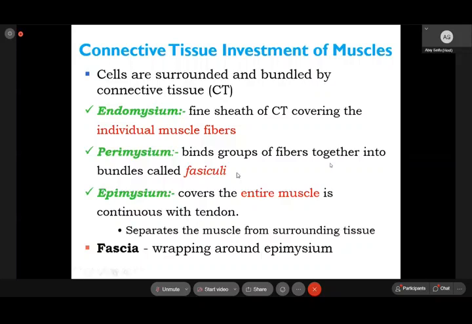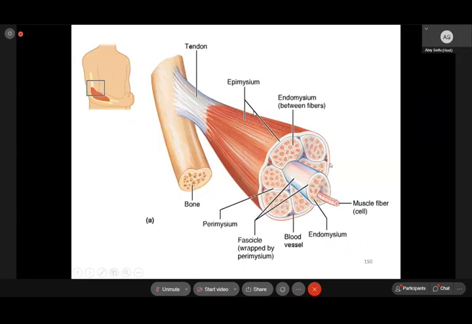For instance, the individual muscle cells, the individual muscle fibers, are covered by the endomysium. You see, this one is a muscle. The muscle is a single muscle, which is composed of muscle fibers. You see, this one is a muscle fiber. This muscle fiber is covered by the endomysium. Then a group of those muscle fibers forms the fascicle. Again, this fascicle is also covered by perimysium. The perimysium. You see, the perimysium.